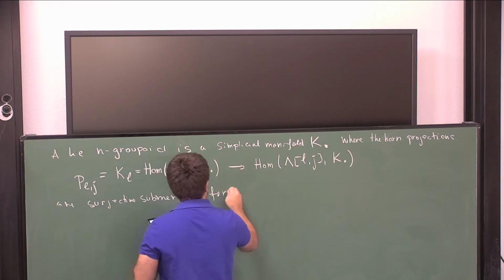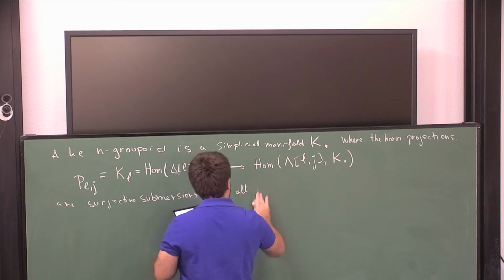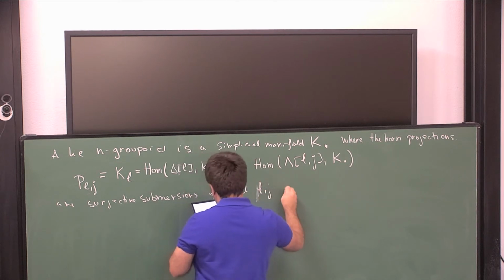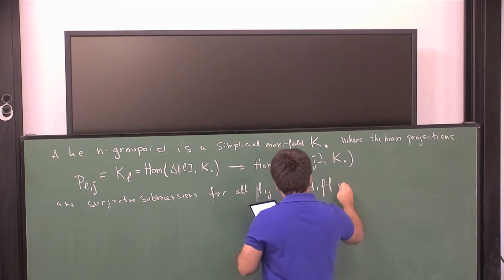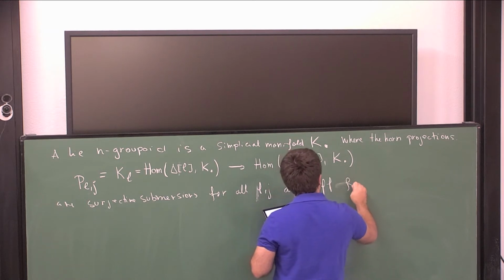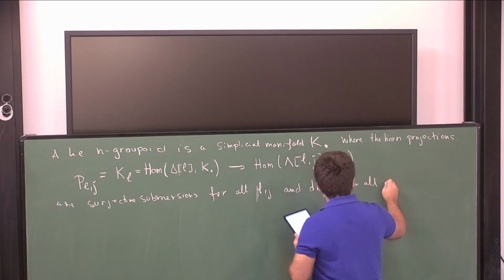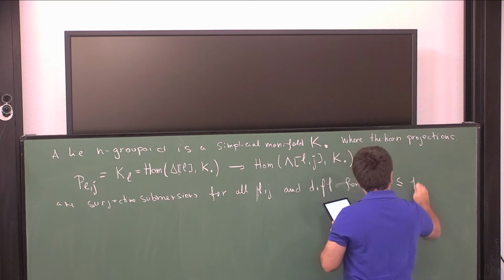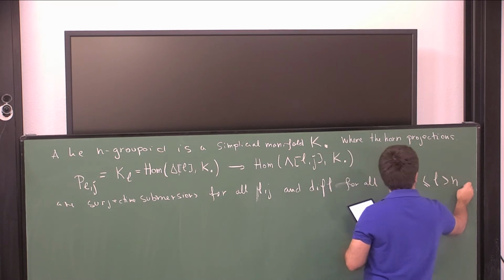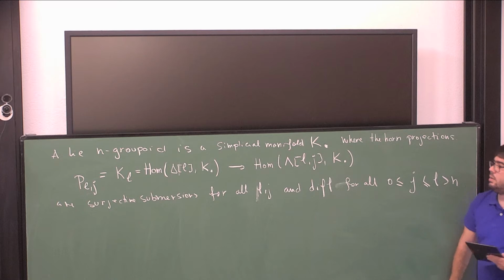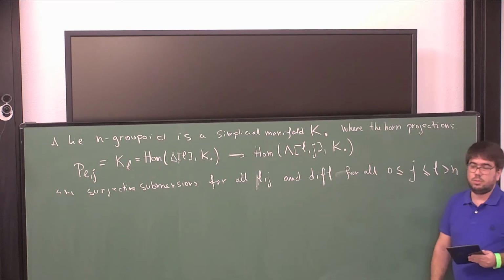For all L and J, diffeos for all, and here I have this: when L is greater than N, then I ask them to be diffeos.